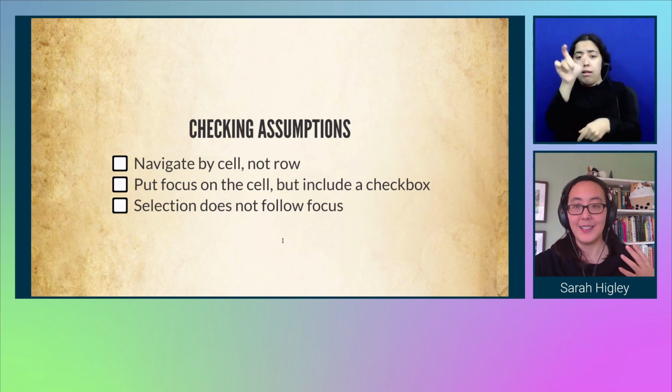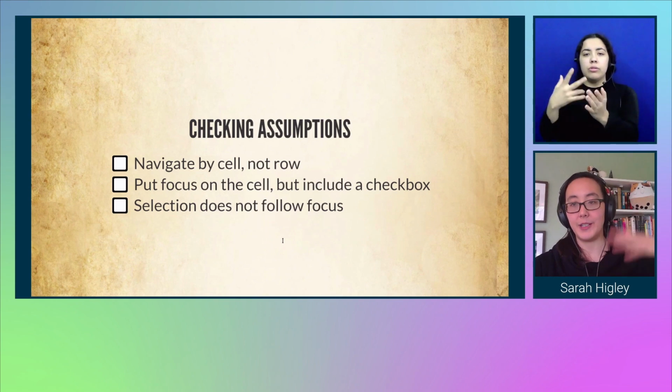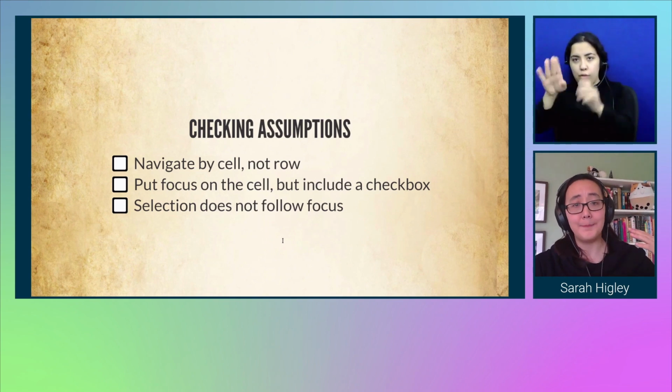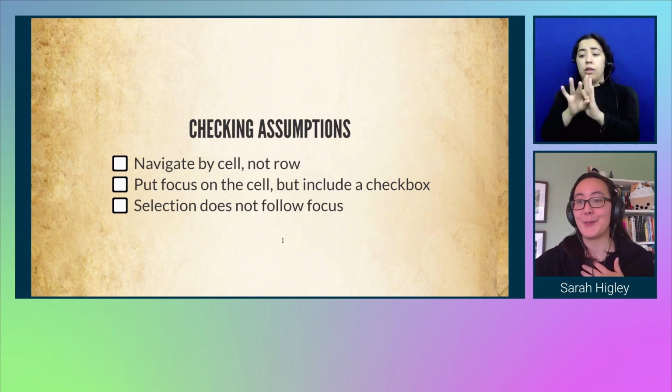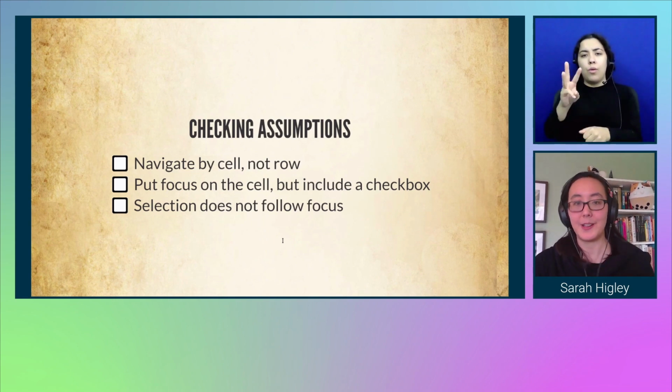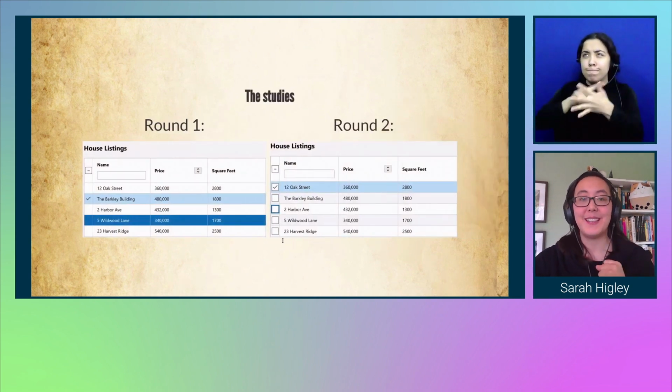And I thought that selection should not follow focus. So if you go to File Explorer and you arrow through, selection follows your arrow keys. I thought that was bad, just because I'd done some stuff on combo boxes in the past. So I had these hypotheses, and I did some studies.